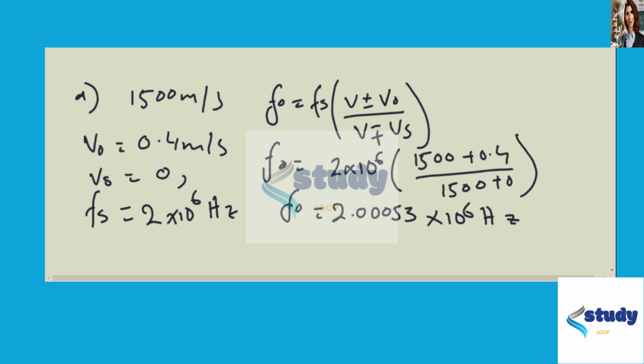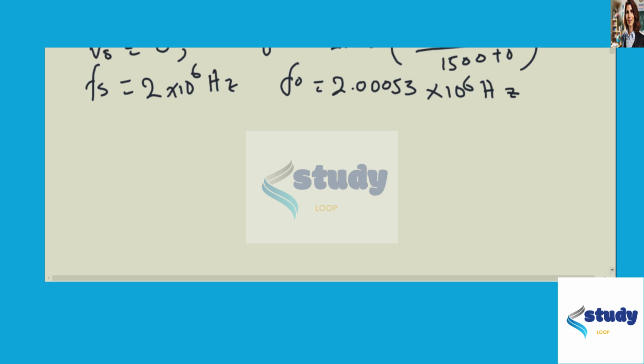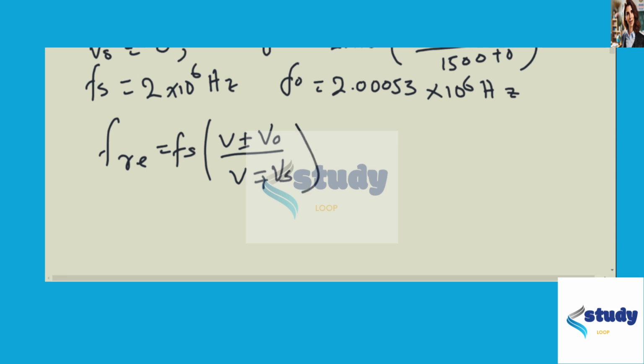The blood cell will reflect the sound waves with a frequency F naught. So this time the blood cell will be the source and the receiver will be the observer. The receiver will detect a frequency represented by the equation F receiver is equal to F_s times (V plus or minus V naught) divided by (V minus or plus V_s), where V is equal to 1500 meters per second, the speed of sound in the blood.